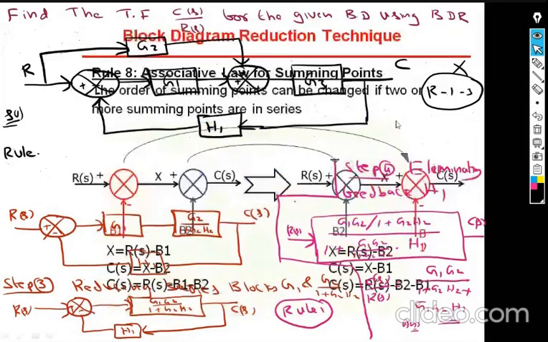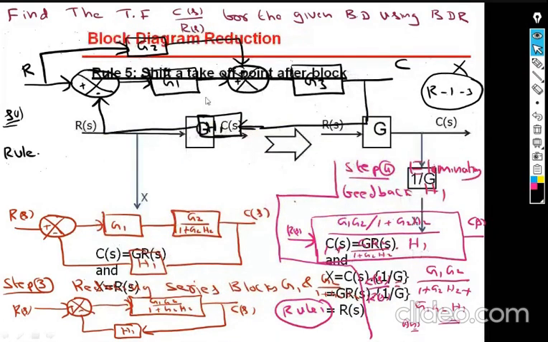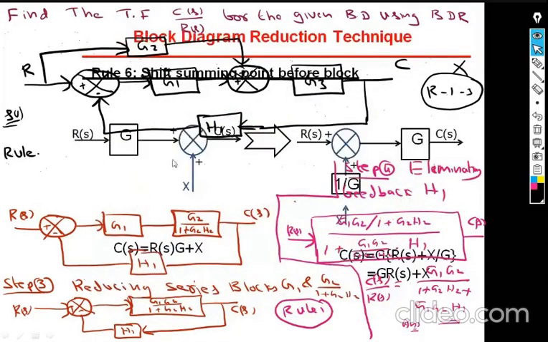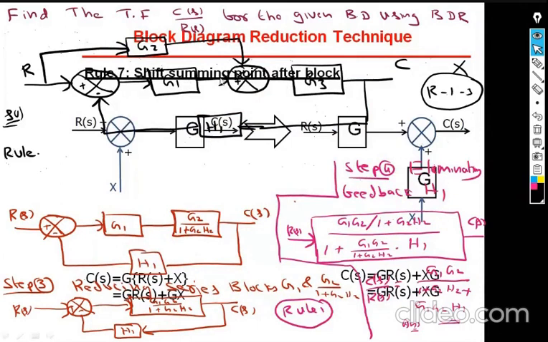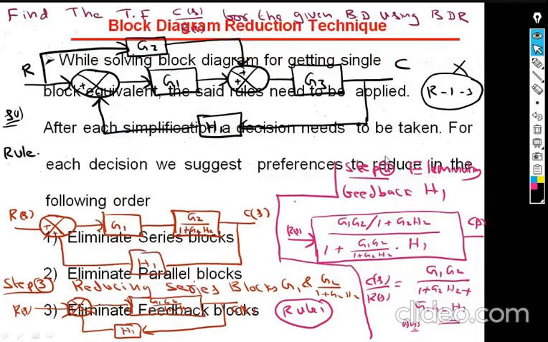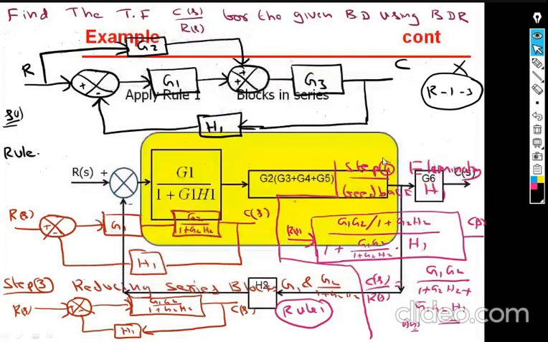Let me go back to this. It is shifting the summing point after the block, rule number 7. If this summing point is shifted from here to here, what will be the resultant block? It has to be multiplied by g. Observe here, multiplied by g. That is what I will do now. Observe the question, the problem given to you.